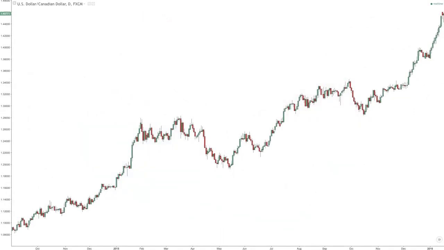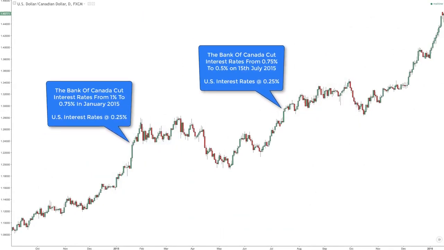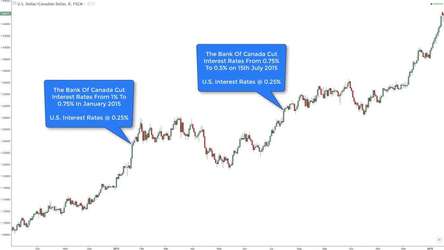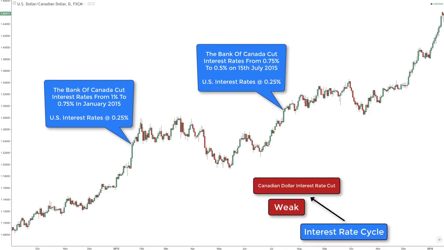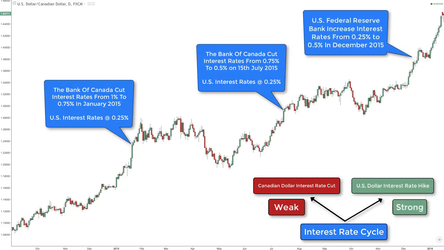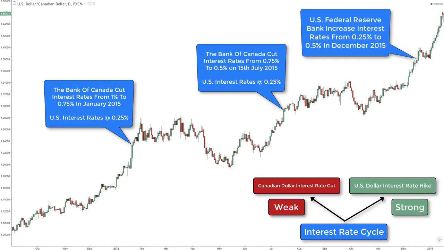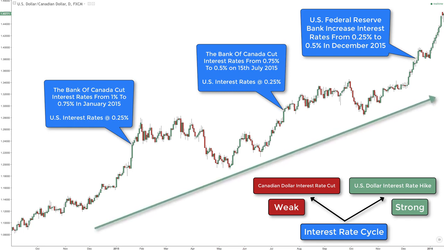In 2015, the Bank of Canada cut interest rates twice to try and prevent the economy from entering into a recession. The Bank of Canada were on the interest rate cutting end of the cycle. At the same time, the Federal Reserve Bank, which is the United States Central Bank, was anticipating that they may need to raise interest rates at some point. As the two central banks were on the opposite ends of the interest rate cycle, you can see that the chart of the US dollar Canadian dollar was clearly trending, the Canadian dollar being the weaker currency and the US dollar being the stronger.